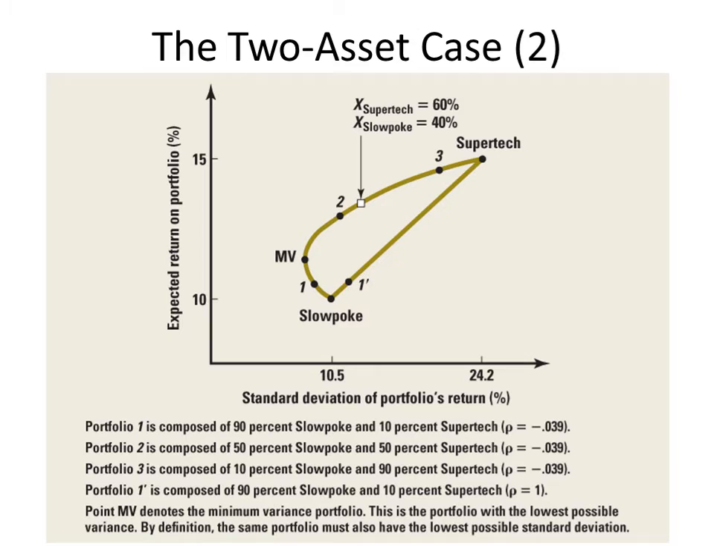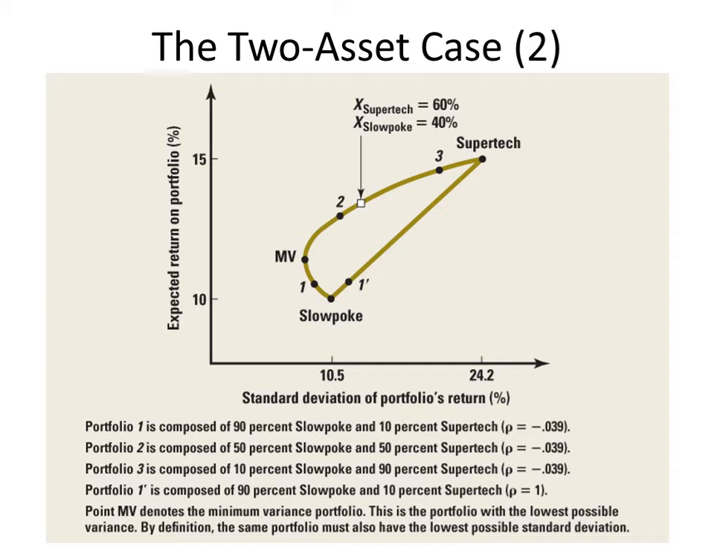It turns out that any combination of SuperTech and Slowpoke can be plotted along a line between SuperTech and Slowpoke. The line is represented by the curved portion you see at the top of this graph that goes from Slowpoke to point 1 to MV to point 2 to point 3 to SuperTech. The more SuperTech you would find in a portfolio, the closer it would be to the SuperTech point, and the more Slowpoke in the portfolio, the closer that portfolio would be to Slowpoke on this graph.